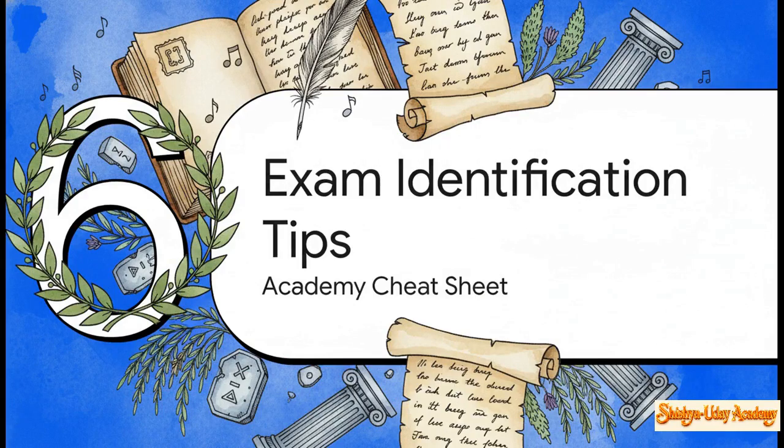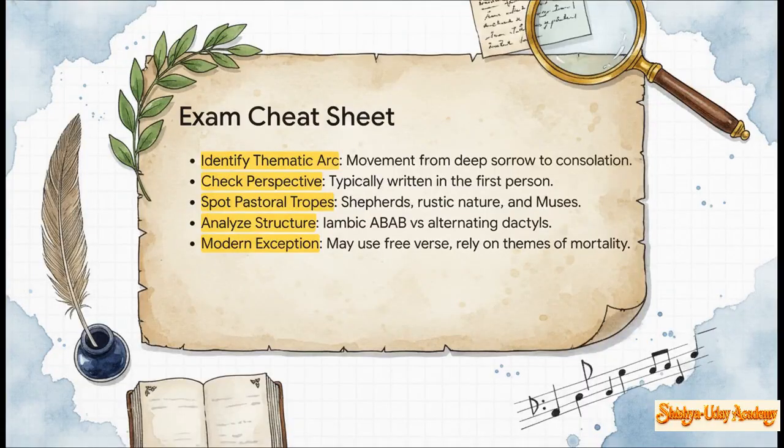Finally, Section 6, Exam Identification Tips. This is your Shishya Aday Academy cheat sheet. Please memorize this checklist. It's a real game changer. First, identify the thematic arc. Look for that movement from deep sorrow toward ultimate consolation.